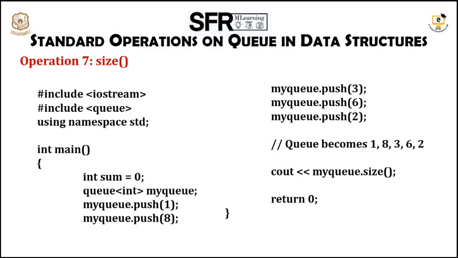Finally, the size operation. This size operation is used to return the size of the queue, that is, the total number of elements it contains. In this example, we can see there are 5 elements in the queue.